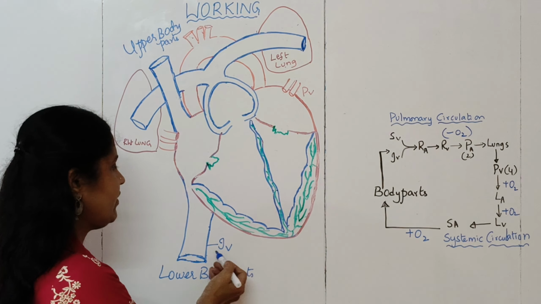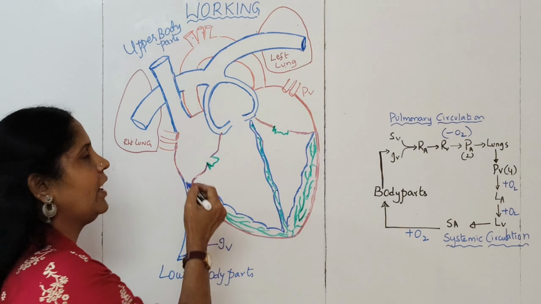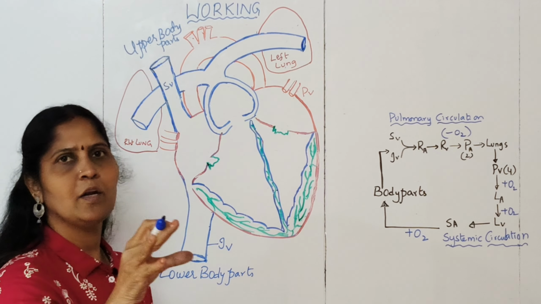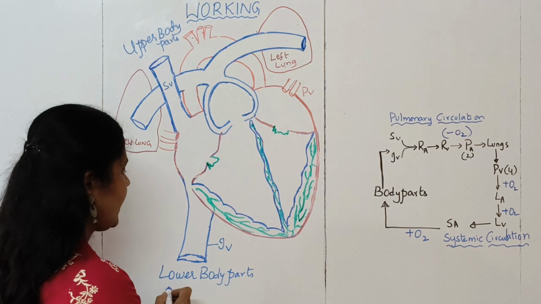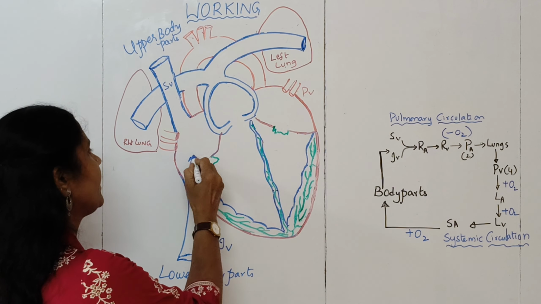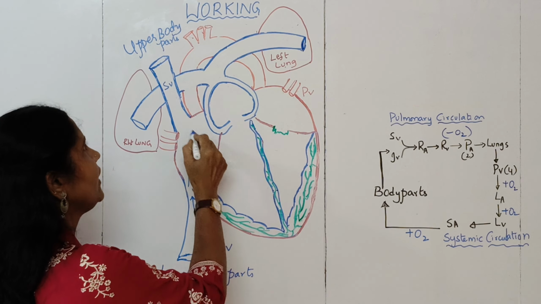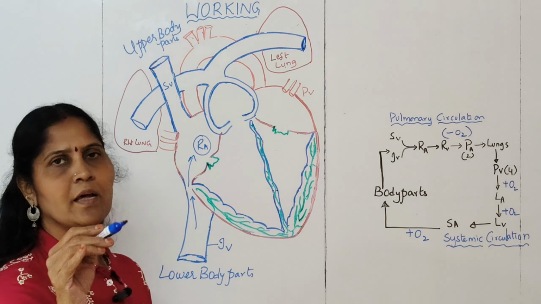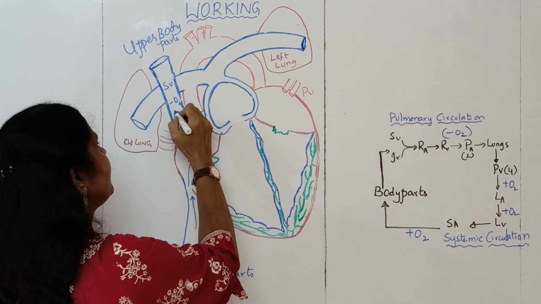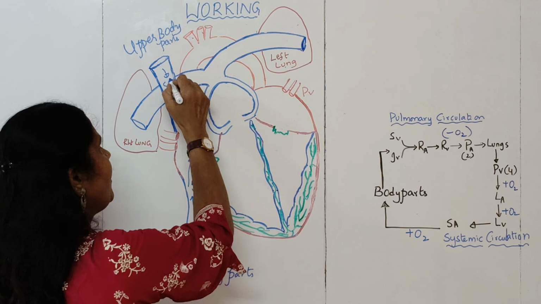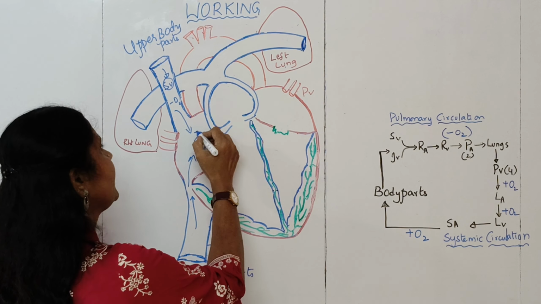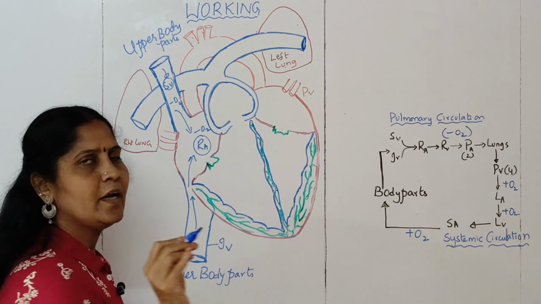Through the inferior vena cava and superior vena cava, the deoxygenated blood will be coming into the heart. Through the inferior vena cava from the lower body parts, the blood is brought into the right auricle, and through the superior vena cava, the impure blood or deoxygenated blood is brought into the right auricle from the upper body parts. So like this, the deoxygenated blood will be collected first in the right auricle.